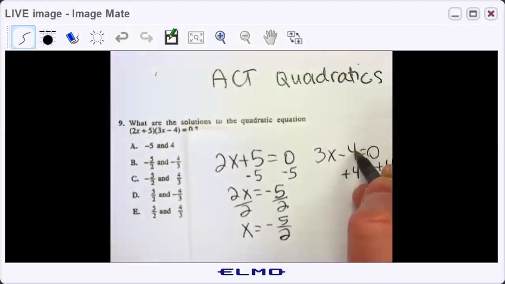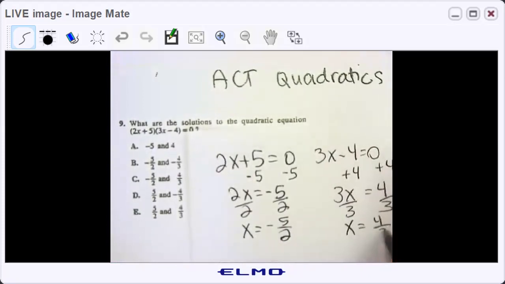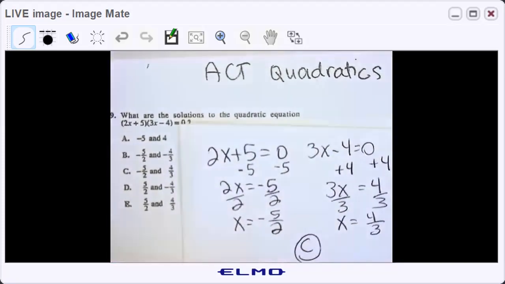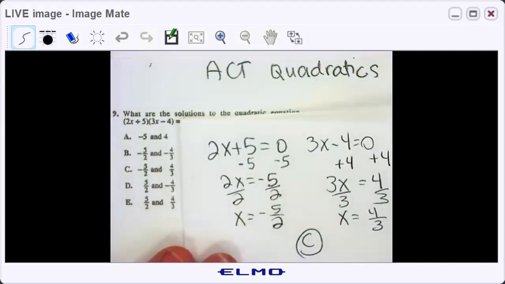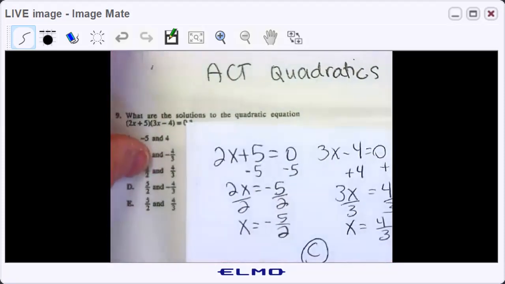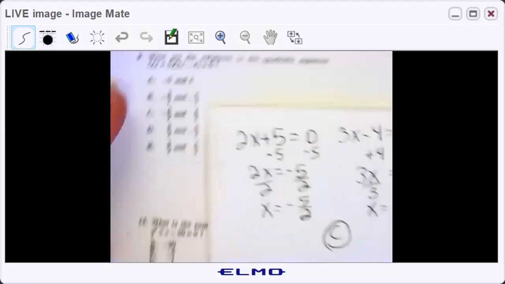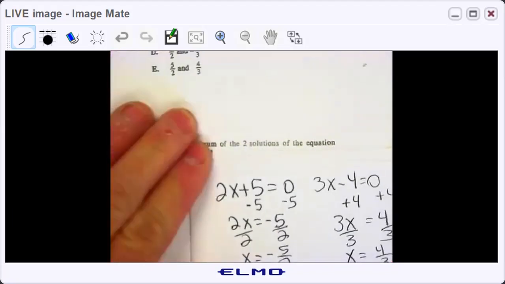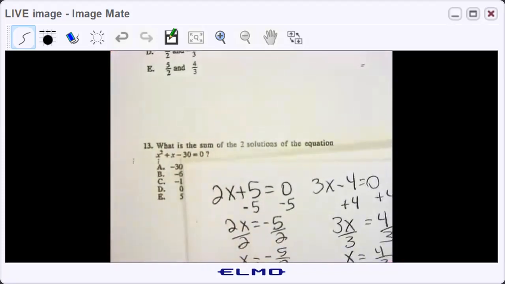So because 4 is being subtracted, I want to do the opposite to get rid of it on the left. And then again, do your division. So the other solution would be 4/3. So if you notice, that is going to be choice C. So again, just simply setting the two parentheses to 0 and solving the equation. Two equations. And a quadratic doesn't always have to have two answers. There is an example where they could only have one, or it could have complex numbers for the solutions.